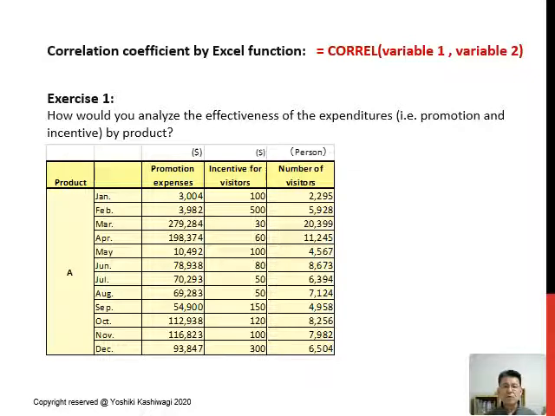How are you going to show promotion expenses correlate with number of visitors? This is the first step. The second step is you can make sure incentive correlates with number of visitors. By using the correlation function of Excel, please make sure which activity, or both activities, correlate with the number of visitors as a result. This is the first exercise.